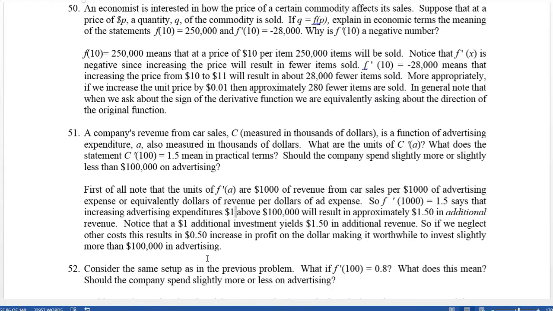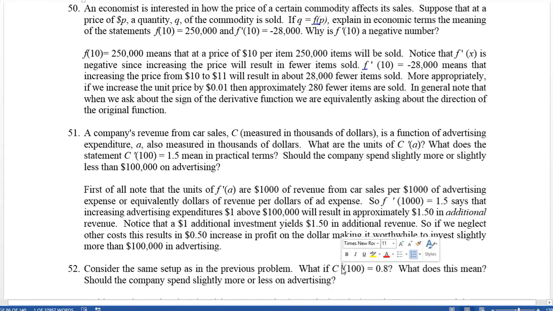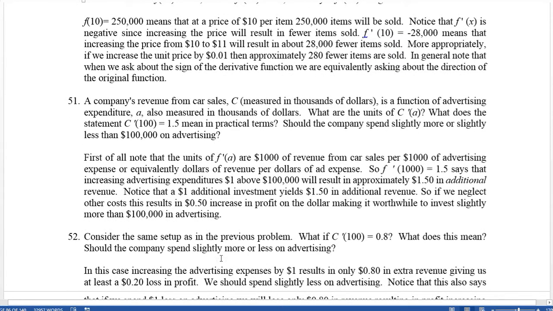Now, what if we have the same setup as in the previous problem, but C prime of 100 this time is 0.8? Okay, what's going to happen there? Should they spend slightly more or less on advertising this time? Well, this time, same basic interpretation. Notice this is still positive. Why was it positive in both cases? Up here is positive 1.5 for the derivative. Down here it's positive 0.8.